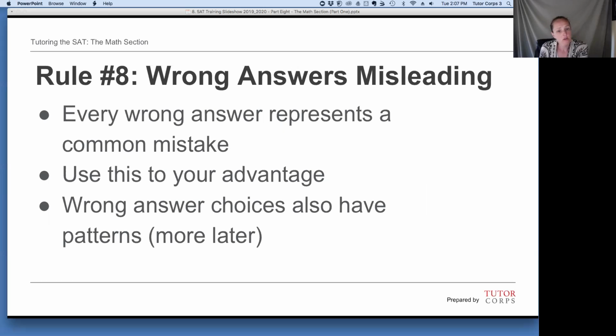Every wrong answer choice provided usually represents a mistake that the College Board thinks the students might make. So this can be used to the student's advantage, and we'll talk more about this later. So for now, just know that the wrong answer choices often provide a lot of juicy information about the right answer choice.